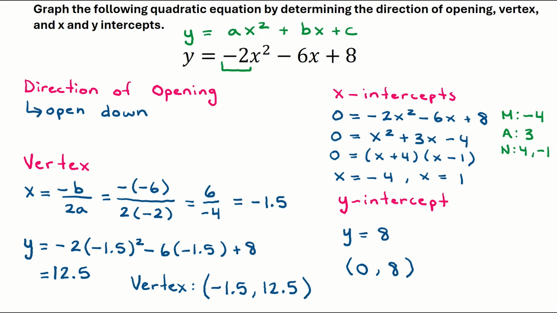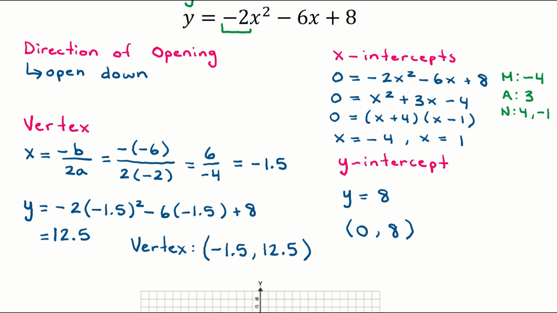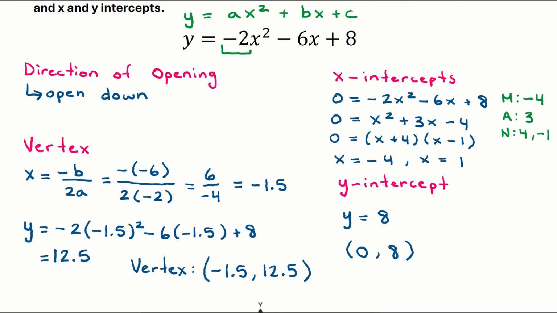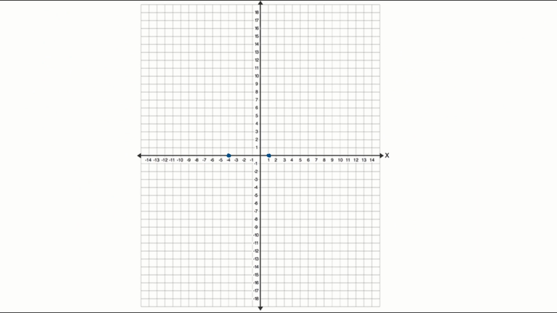So we know that our x-intercepts are -4 and +1. Let's put this on our graph. So x is -4 is right there, +1 is right there. We also know that our y-intercept is 0, 8. So we can put that on our graph right there.